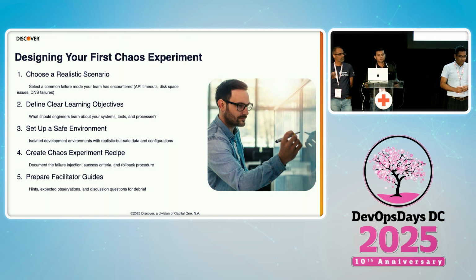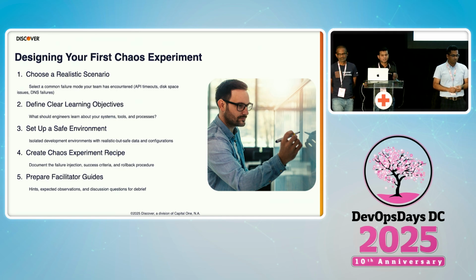Okay. So how do you design your first chaos experiment? What I would say is, the first step is to choose a realistic scenario. Pick a scenario which has happened in your last 6 months. Everyone would have faced an API timeout or a DNS failure or things like that. So that would be the first step.